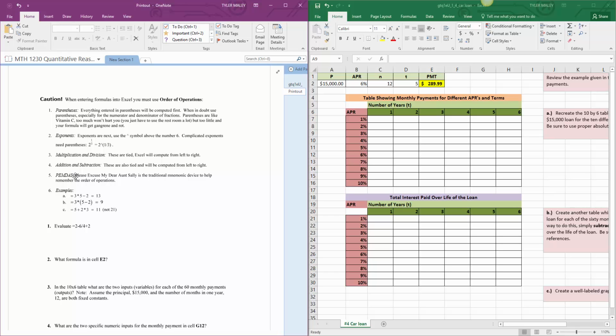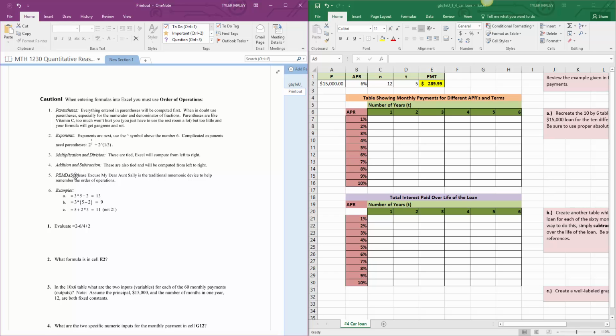So it says here, parentheses are like vitamin C. Too much won't hurt you. You just have to use the rest room a lot, right? But too little, and your formula will get gangrene and rot, right? So I'm guessing the author's trying to make some jokes there, to lighten the mood. So you might find that entertaining.